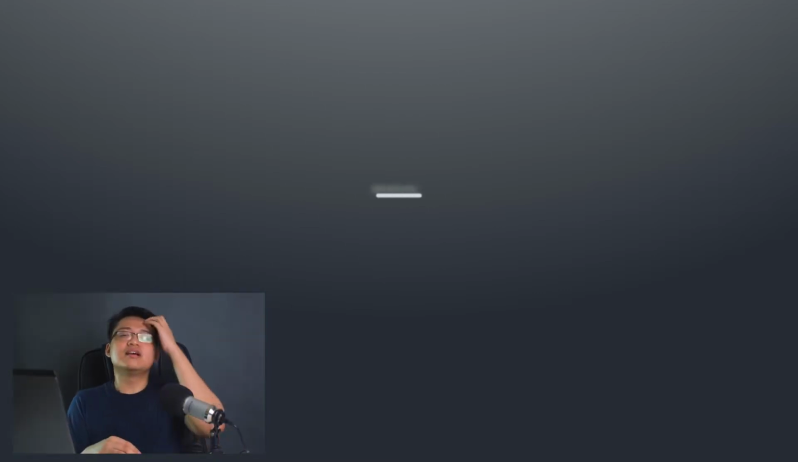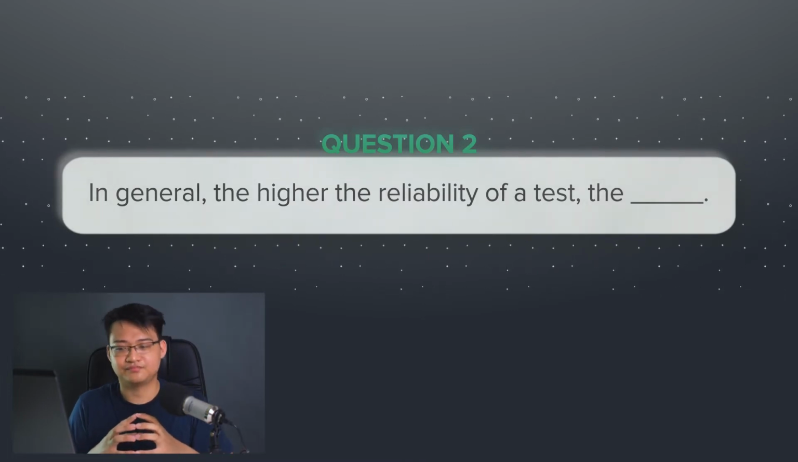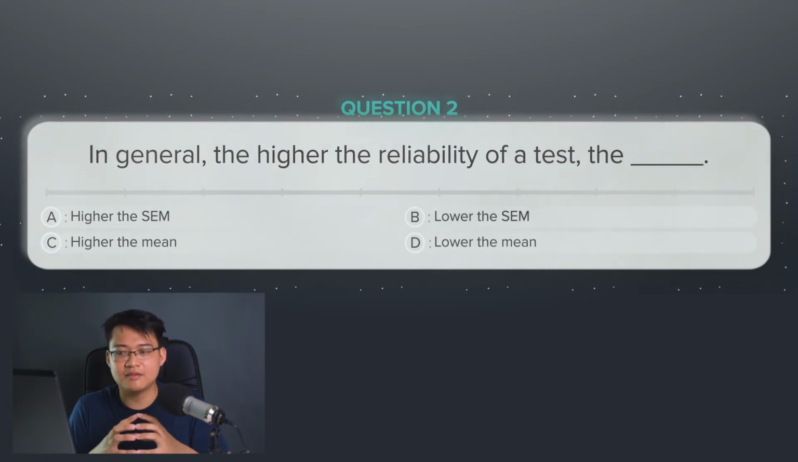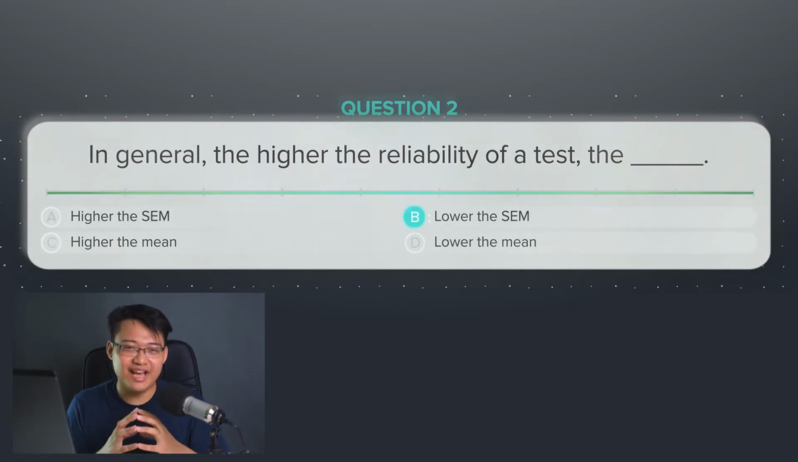In general, the higher the reliability of a test, the blank. A. Higher the SEM, B. Lower the SEM, C. Higher the mean, or D. Lower the mean. And the correct answer is letter B.